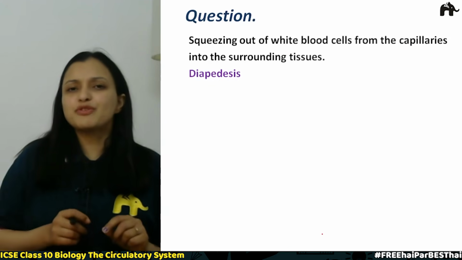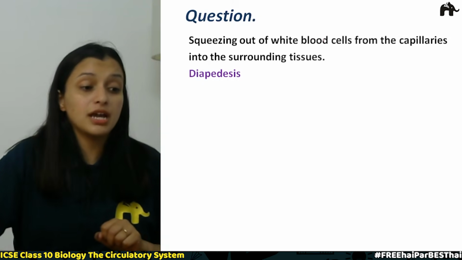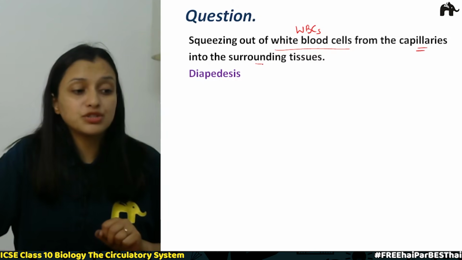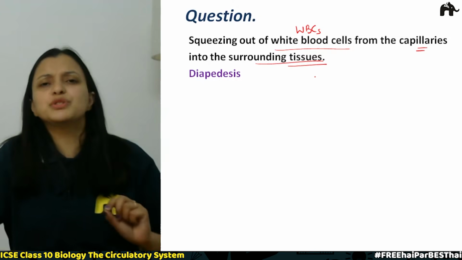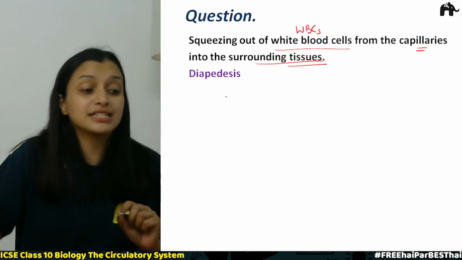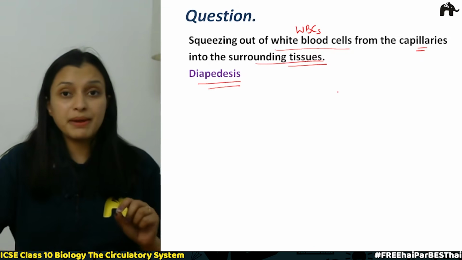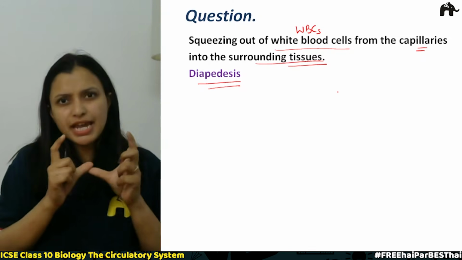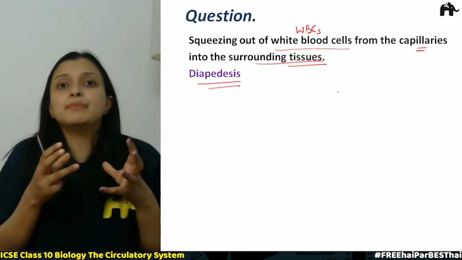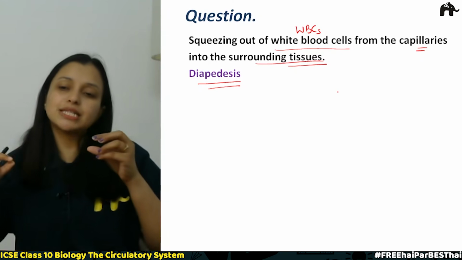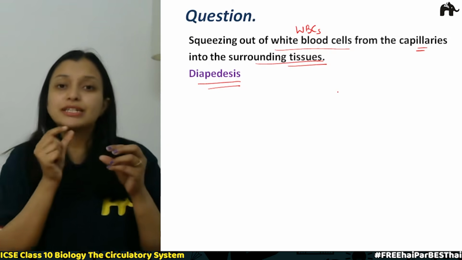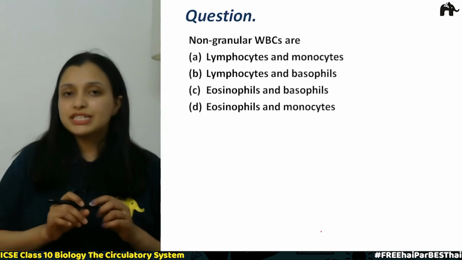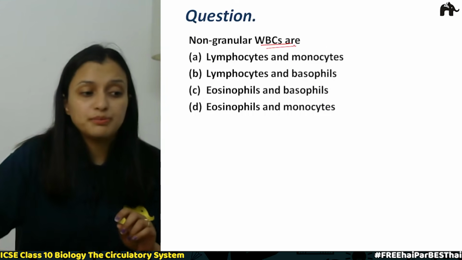So let us talk about some of the questions now. The first question is squeezing out of WBCs, white blood cells, from the capillaries into the surrounding tissue. What is the term used for this particular statement? That is diapedesis, right? You remember the diagram where we studied that the shape of a WBC is amoeboid. It forms pseudopodia and it squeezes out of the blood vessels into the narrow capillaries. So we give it the term diapedesis. Clear?